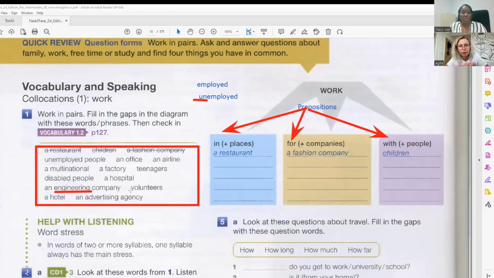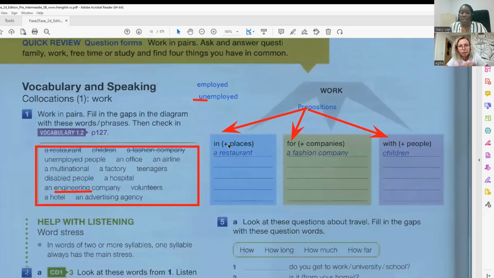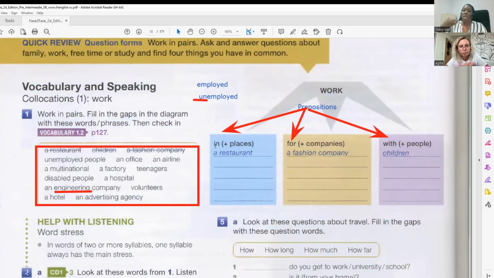Okay, so as you see, one was done for each of them already. So when we talk about in, we do in with a place. So for example, in a restaurant. Right? In an office. Very good. In an airline. In a factory. In a hospital. In a hotel.